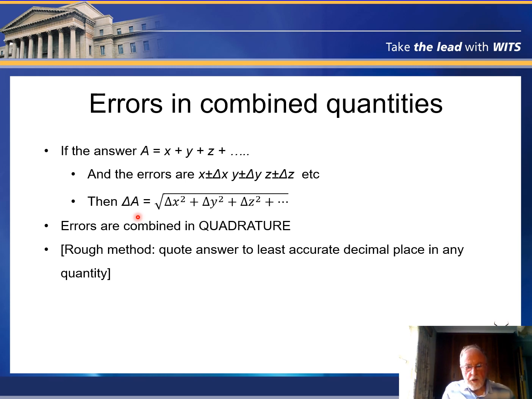which you can go into in books. We don't have to go into it right now. We say that the errors are combined in quadrature. This is the proper way to do it. And if you're really stuck, and remember you must quote an error because other people are going to depend on your answers and the errors in your answers, then quote the answer to the least accurate decimal place in any of those quantities. And that will be the thing that affects the error of your final answer the most.